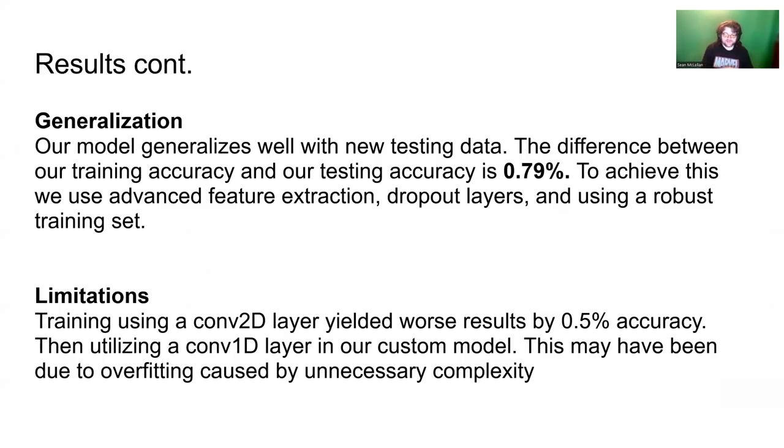Now, for some more continued results for generalization, we think we did pretty well, as the difference between our training accuracy and our testing accuracy was only about 0.8%. And to achieve this, we really believe it's due to our advanced feature extraction from ResNet 50, the dropout layers we had, and just having a very robust training set.